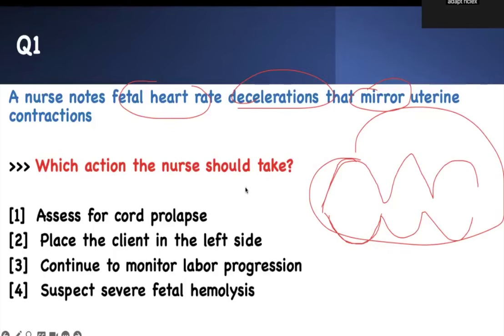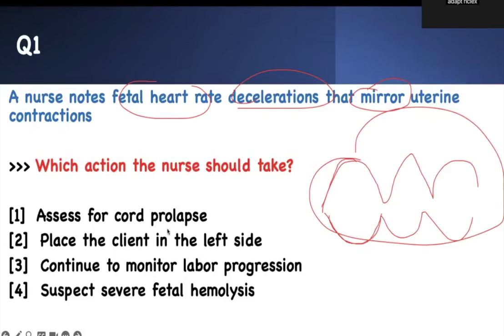If this is early deceleration, what do you expect? Assess for cord prolapse, place the client on the left side, continue to monitor labor progression, or suspect severe fetal hemolysis. If this is late deceleration, what do you expect? If this is variable deceleration, what do you expect?